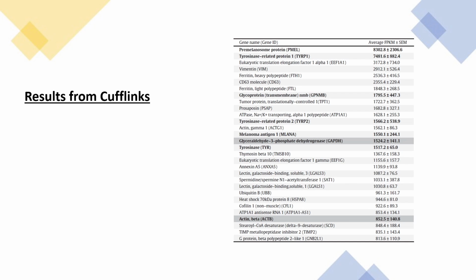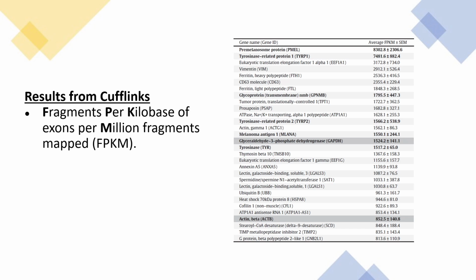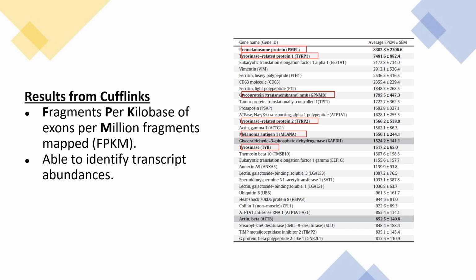And now I will show you the results of Cufflinks from the research paper. This is the result, and they are calculated in FPKM, which is fragments per kilobase of exons per million fragments mapped. They are able to identify transcript abundances, which are in red color, by comparing it to the blue color housekeeping gene. FPKM equals the level of gene expression. So when you have a higher FPKM, it means that your gene is highly expressed.